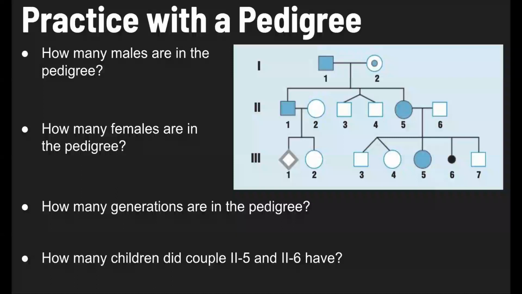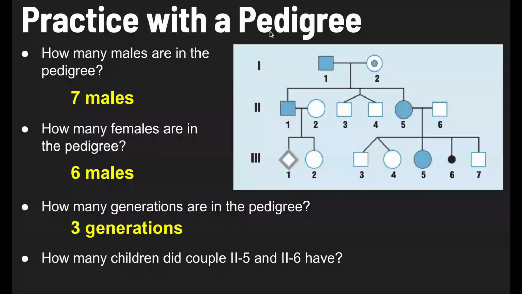All right, so let's practice interpreting a pedigree now. How many males are in this pedigree? Males are represented as squares. I see 7 squares: 1, 2, 3, 4, 5, 6, 7. How many females are in the pedigree? There's 6. You can count 6 circles here. How many generations are in the pedigree? There would be 3: 1, 2, 3 generations.